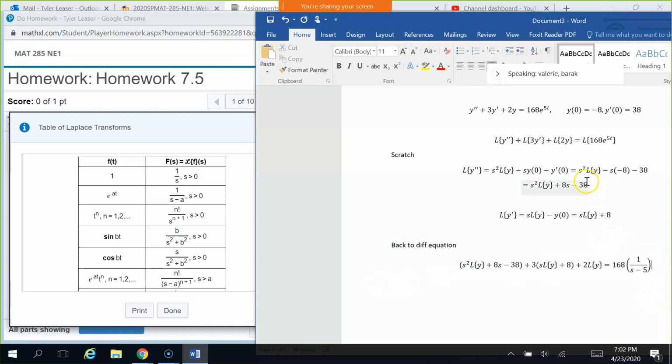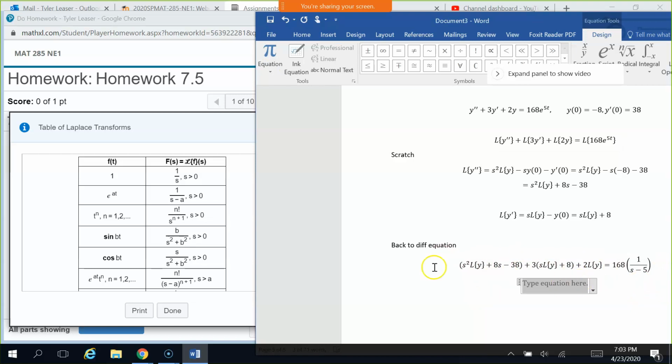Okay, I know I went kind of quick there, but it's just using the properties and the formulas and plugging stuff in so that you change your differential equation into just Laplace of y's. Then you want to get everything that has a Laplace of y together. So all of the coefficients with an L, we have an s squared, a plus 3s, and then here we have a plus 2. So all of that is multiplied on the Laplace of y.